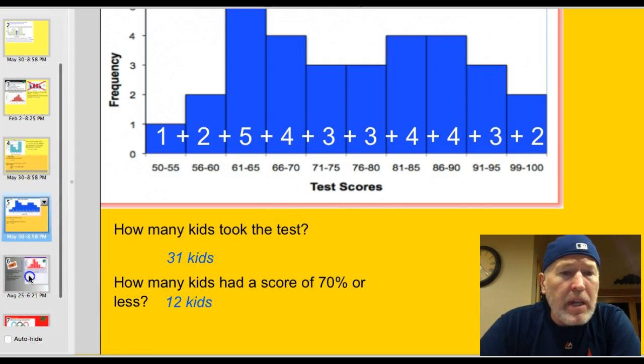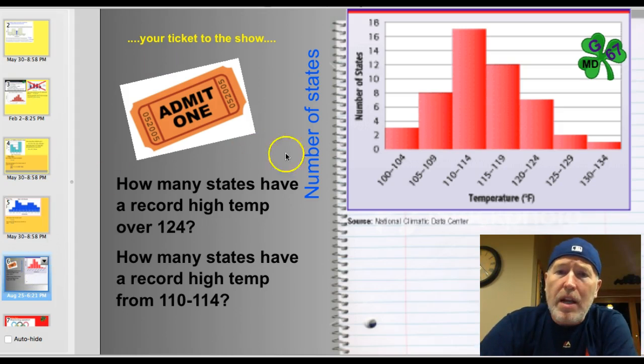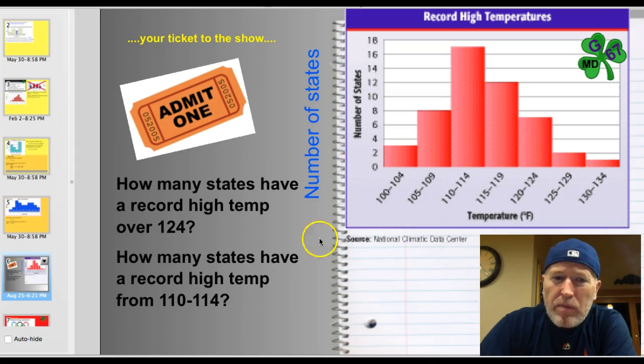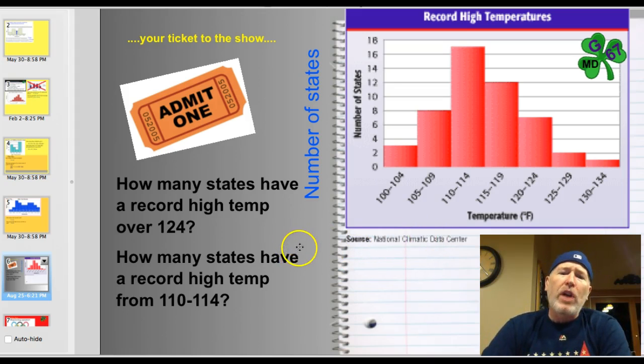All right, time for the ticket to the show. Here we go, I'm going to read it to you. It says number of states over here, that's a little blurry, and these are temperatures. These are the record high temperatures. Number of states, we've got 0 to 18 going this direction. First question, how many states have a record high temperature over 124 degrees? Second question, how many states have a record high temperature from 110 to 114 degrees? Check your buckets.